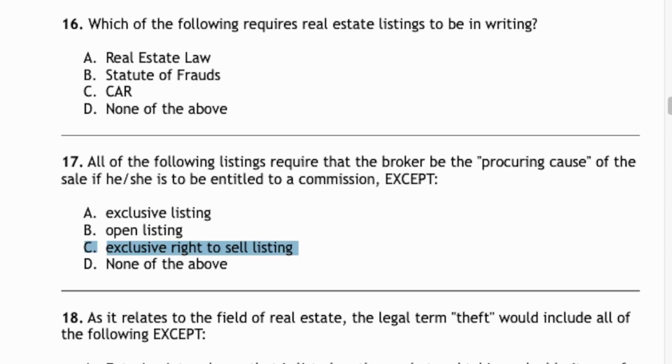Always get this one. Under an exclusive authorization and right to sell listing, the listing broker is entitled to a commission if the property sells through the efforts of the broker or any other person. The broker is not required to produce a buyer or be the procuring cause to be entitled to a commission. Exclusive right to sell.